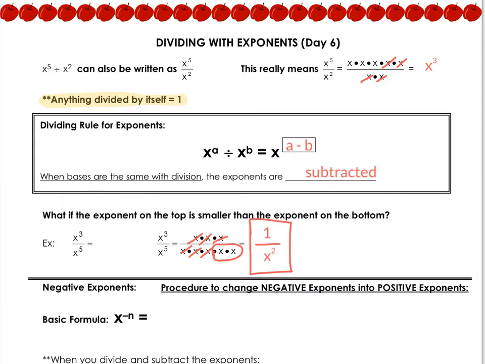Okay, so the next question says negative exponents. There's a procedure to change negative exponents into positive exponents because we never want negative exponents. Never, never. So this is the basic formula. When we have x to the negative n power, we have to move that to the denominator, or the opposite side of where it is. So right now it's in the numerator because we could put this over 1. So I would have to move this to the denominator. So that's what we have to do to eliminate negative exponents.